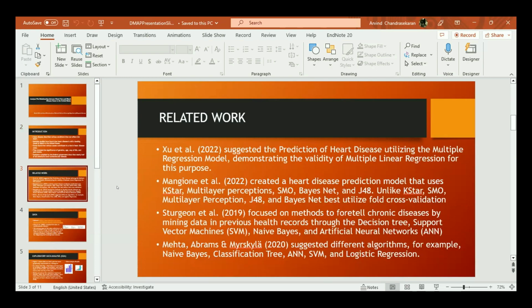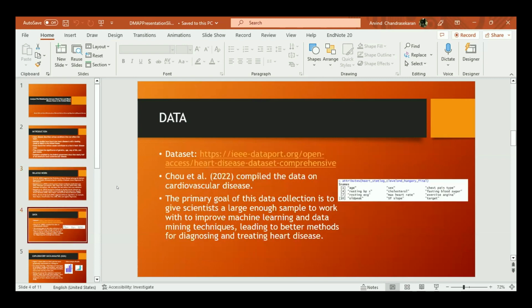And there are so many related works by Zutel, Magion regarding the prediction model for heart disease, which uses Bayes net, multi-layer perceptrons, and then utilizes cross validation, decision tree, and artificial neural networks. And then the data is fetched from the IEEE.